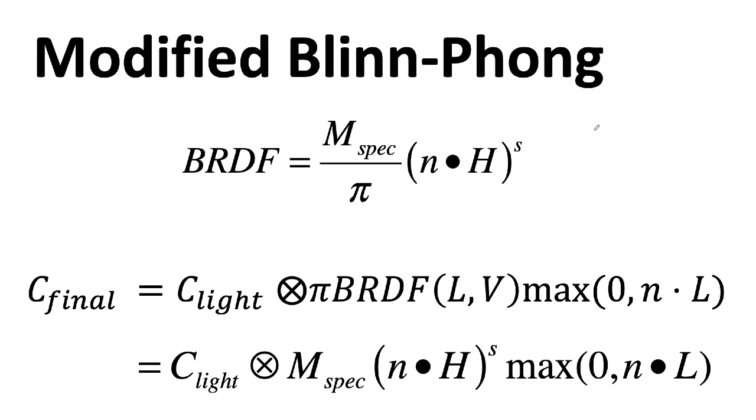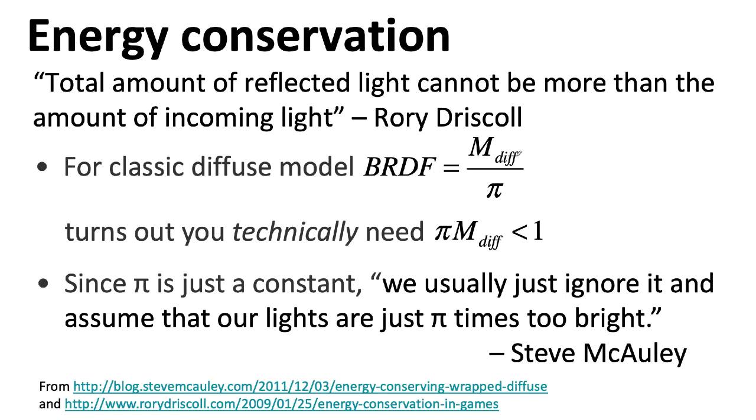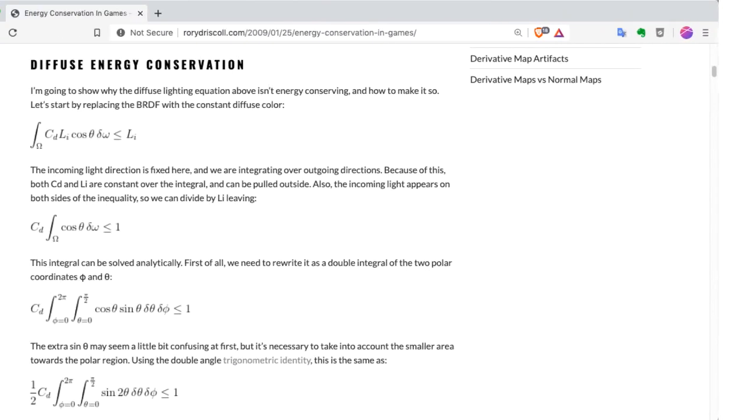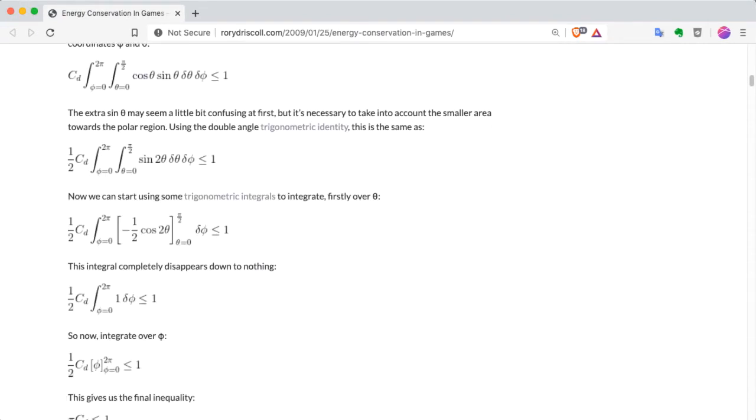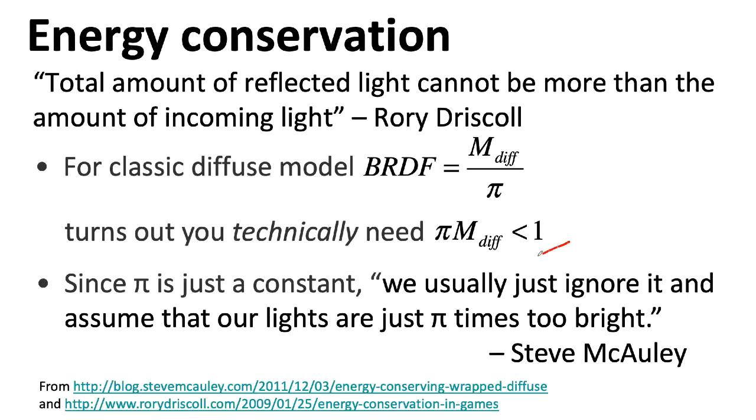So we now have something that has Helmholtz reciprocity, but there is a problem with this S in that in general, this is not energy conserving. So there does tend to be some confusion over this issue. We've said that the BRDF for diffuse lighting is this material number divided by pi. I'm not going to slog through all the scary math here, but it turns out that to maintain energy conservation, you technically need to have your diffuse material color here be less than 1 over pi.